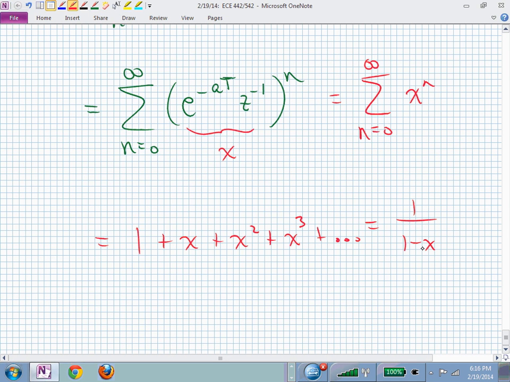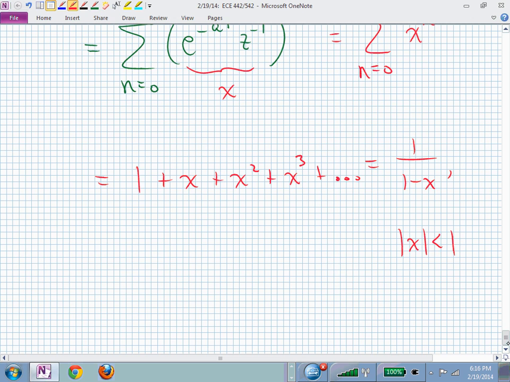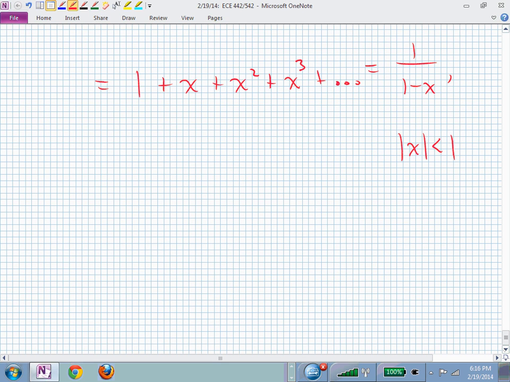Was that this 1 over 1 minus x? And when is that going to be 1 over 1 minus x? As long as x is less than 1. Is that right? So that now we have this sum, and we can plug in the other expressions.